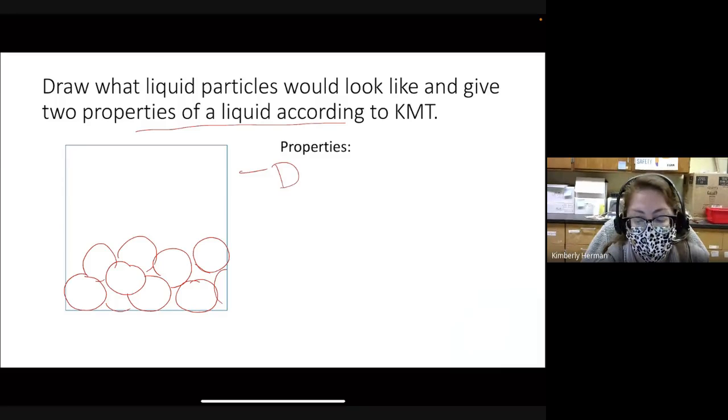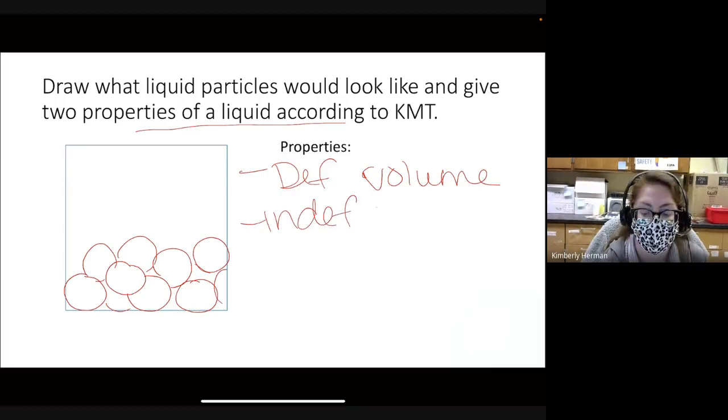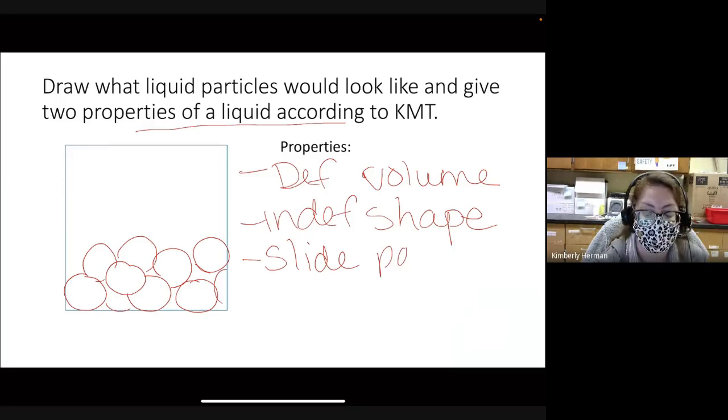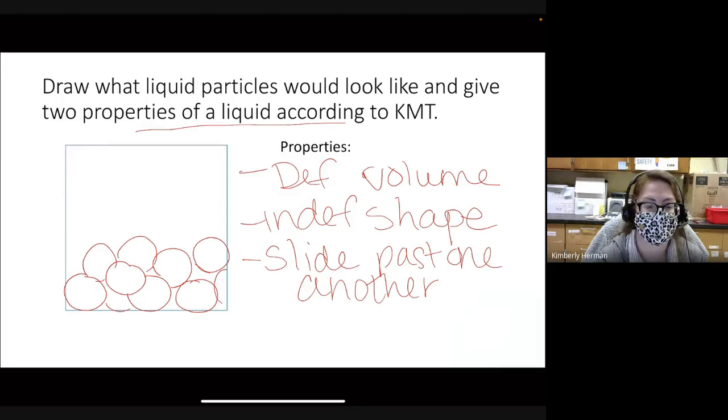So we would say that it has definite volume, but it has indefinite shape. That just means that it takes the shape of whatever container it has. We're going to see that the particles have the ability to slide past one another. So according to kinetic molecular theory, they're still all moving. And these are going to have weaker IMF forces, but it would also be denser than what we see for gases.